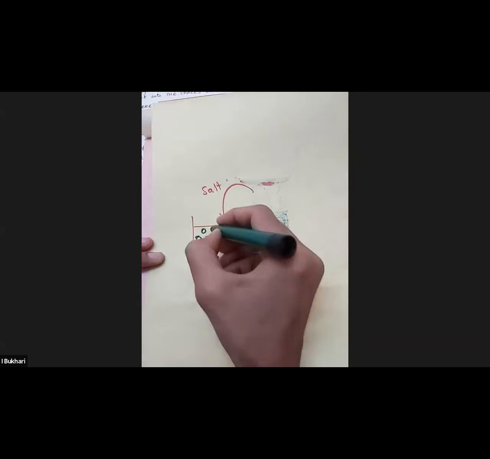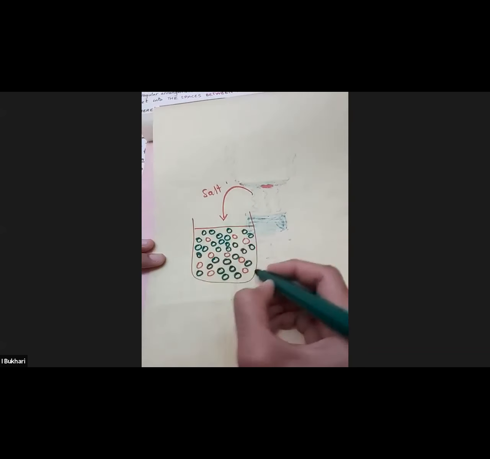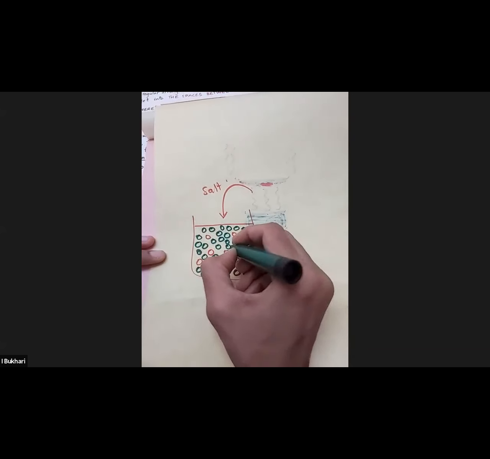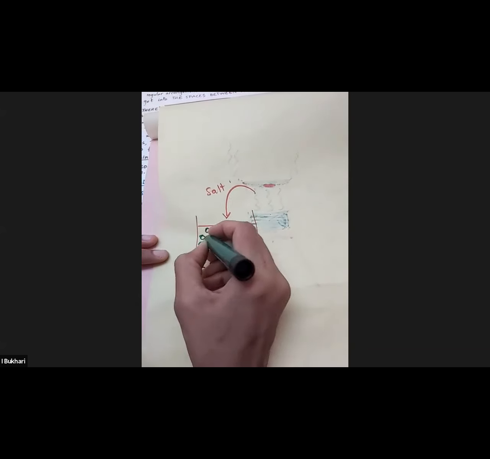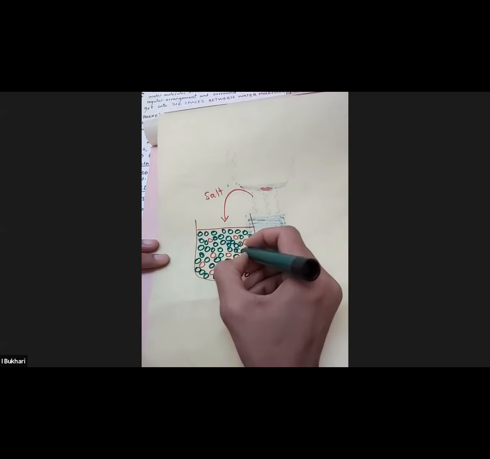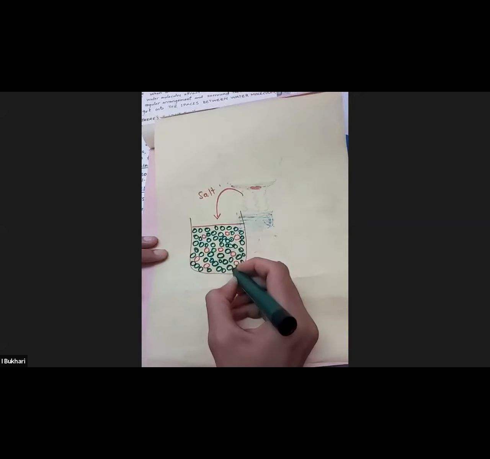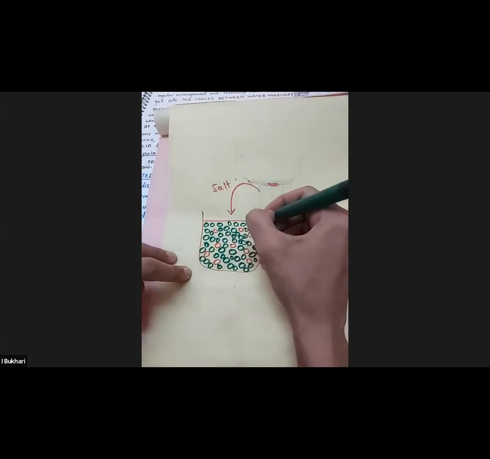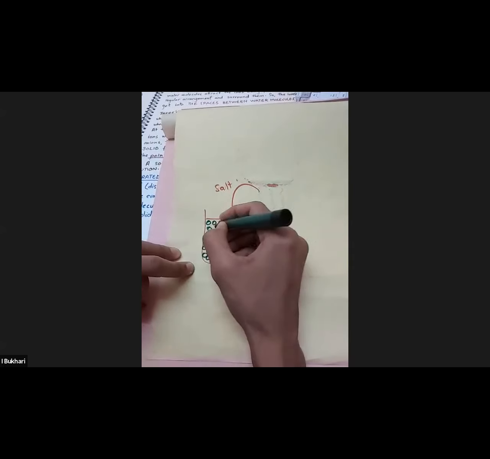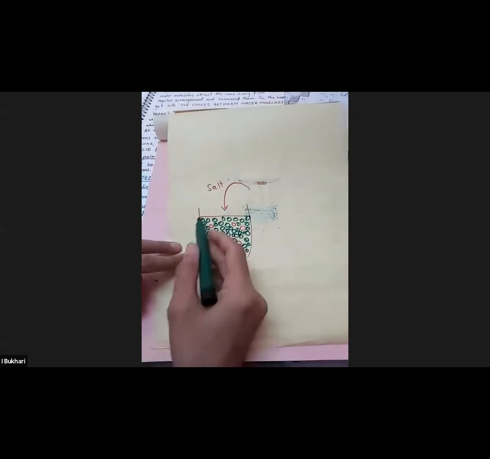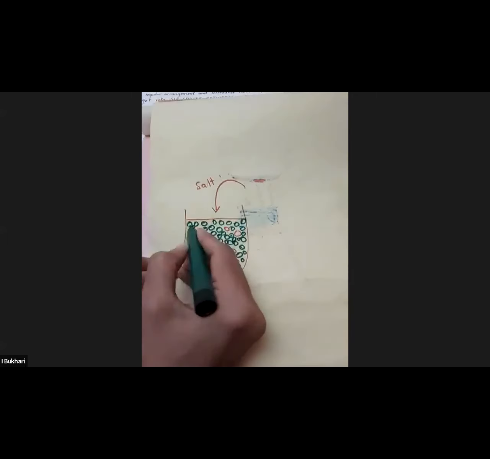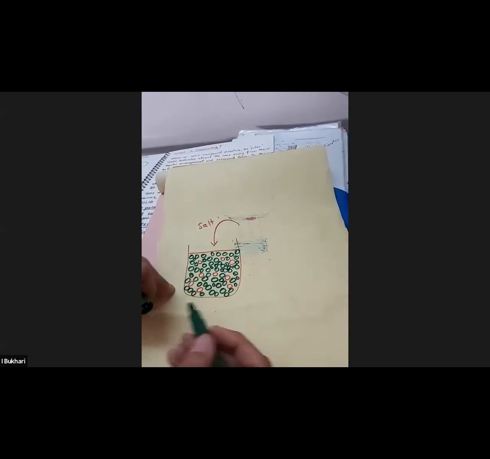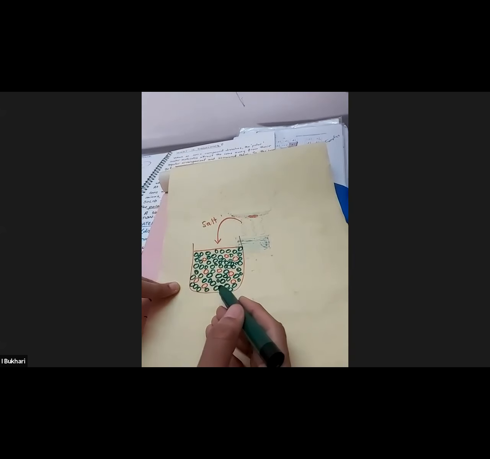Now I'm adding. I will keep adding, and then there will be a time when there is no space left. Now, if I keep adding, what will happen? If I keep adding, these molecules cannot shrink, you know, like I'm drawing smaller circles, but they cannot shrink. They need a space. Now, where to go, right?